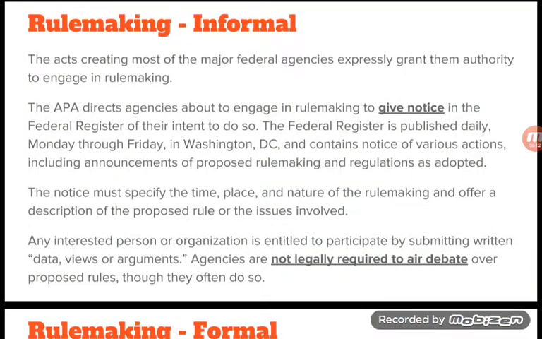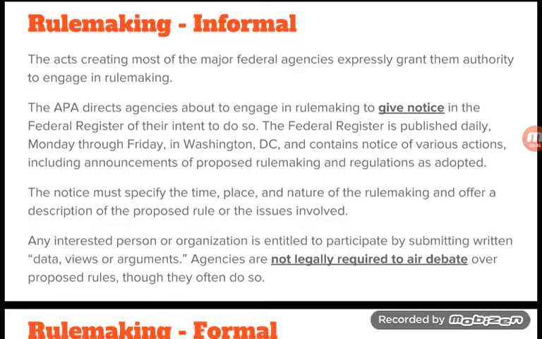So the APA directs that when they're rulemaking, they need to give notice in the Federal Register of their intent to do so. That's published daily. The notice must specify the time, place, and nature of the rulemaking and offer a description of the proposed rule or issues involved. Any interested persons or organizations are entitled to participate by submitting written data, views, or arguments. Agencies are not legally required to air a debate over the proposed rules, though often they do. So under informal rulemaking, those are the notice and the opportunities to comment.